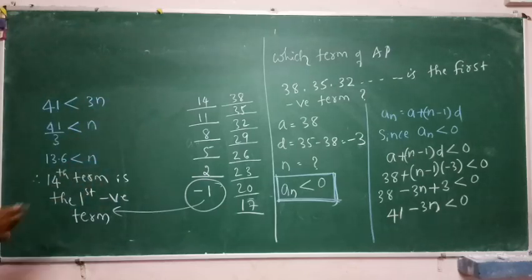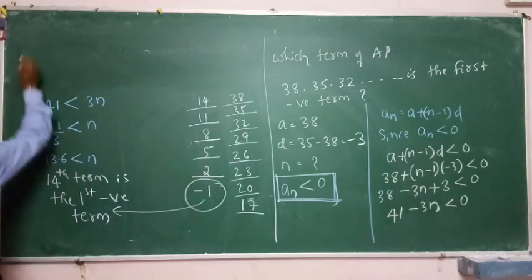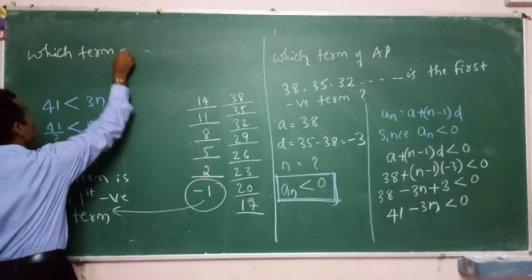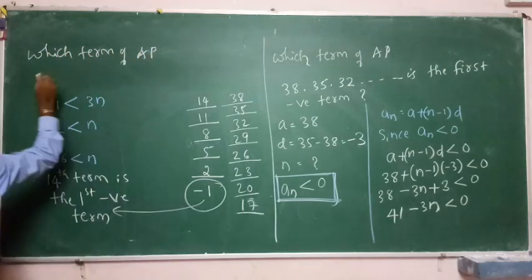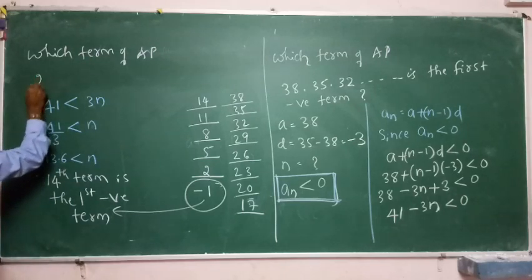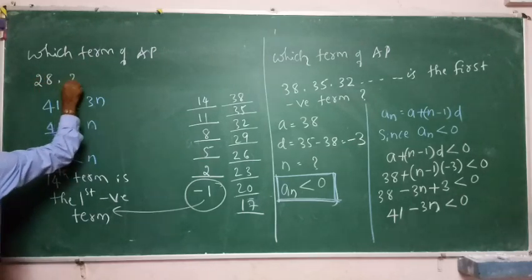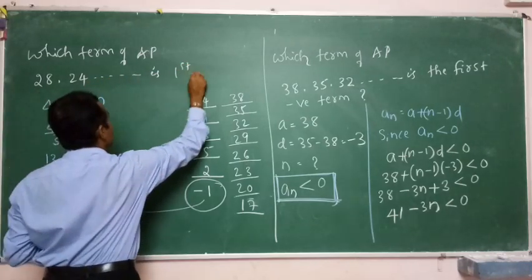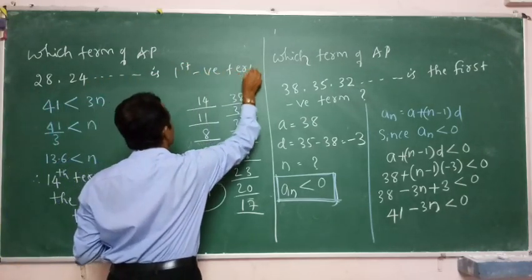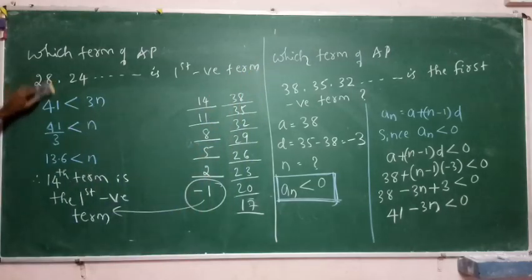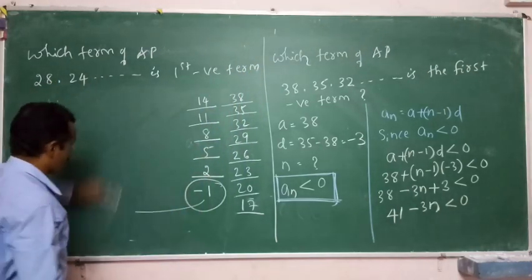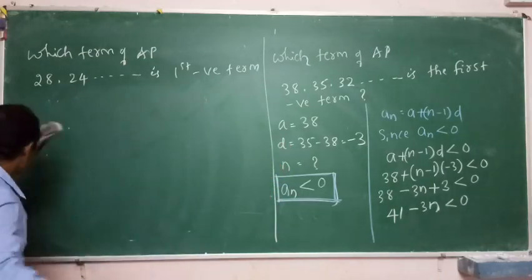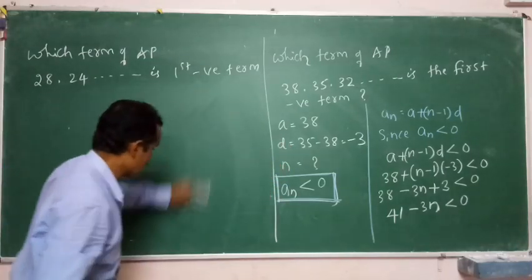Okay. Which term of the AP, let me take 28, 24, dash dash dash, is the first negative term? The first negative term. Those who have understood, as usual, pause the video and complete it and check with my answer.